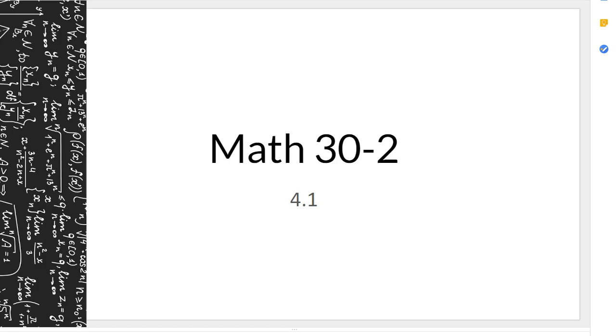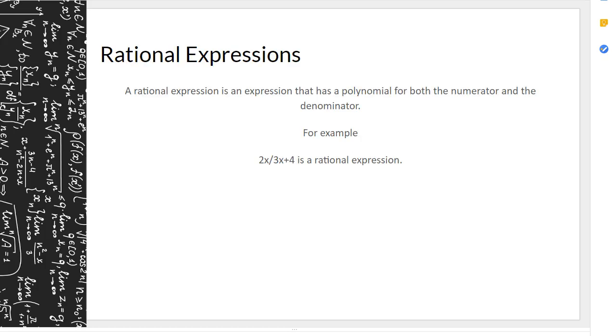But rather than rational numbers, we're actually looking at rational expressions. So what are rational expressions? Well, a rational expression is an expression that has a polynomial for both the numerator and the denominator. So we're combining polynomials and rational numbers. For example, 2x divided by 3x plus 4 is a rational expression. We're also going to take this rational expression and eventually look at rational equations. But for now, let's just focus on expressions.